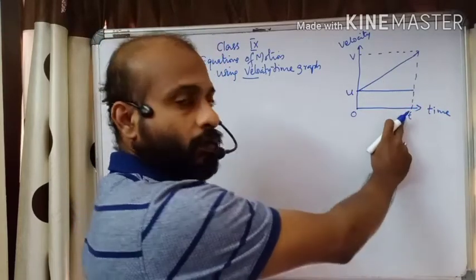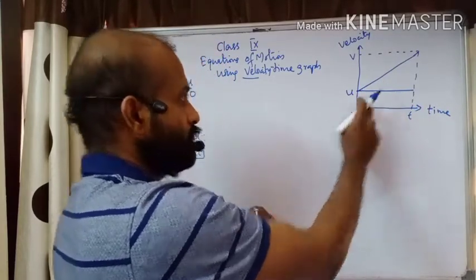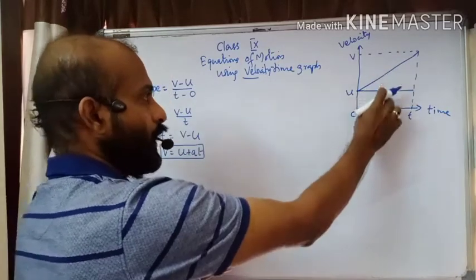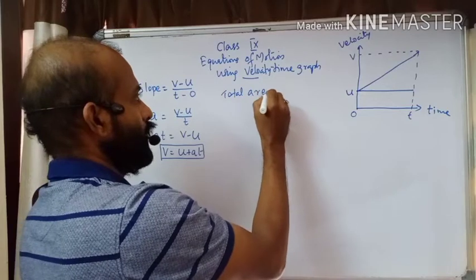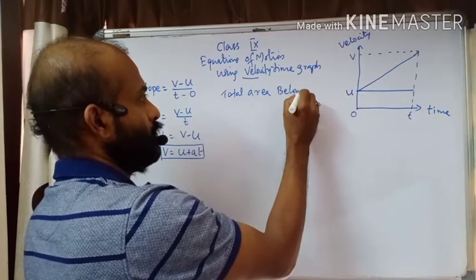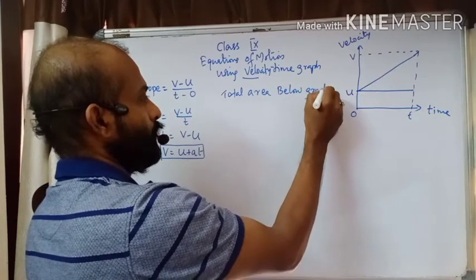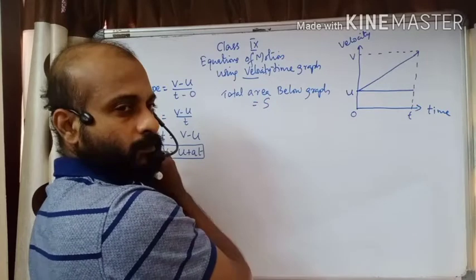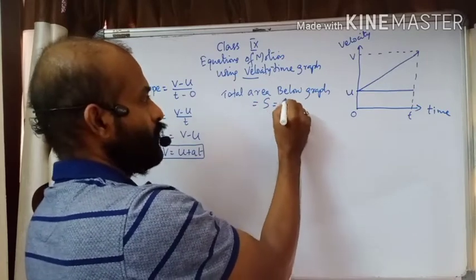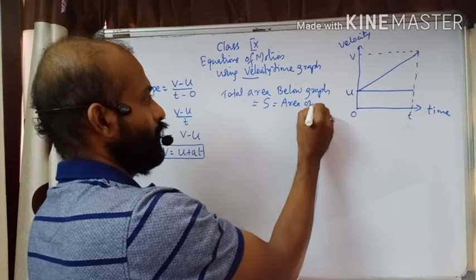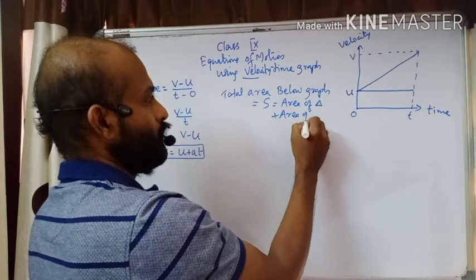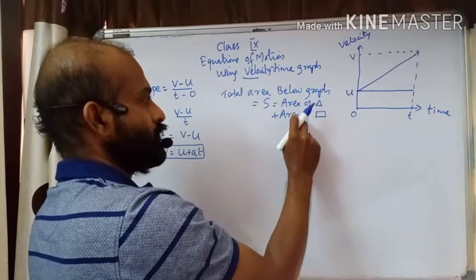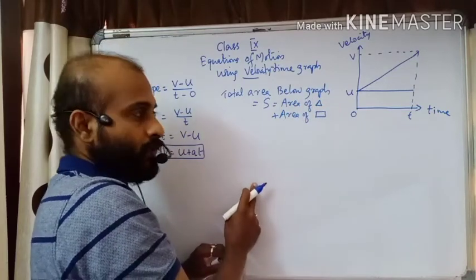For the rectangle, we need to find the area. So we know that the total area below the graph represents displacement. It is equal to, we can say, the area of the triangle, because we have a triangle here, plus we have a rectangle also, the area of the rectangle. So we'll find separately the area of the triangle and the area of the rectangle.